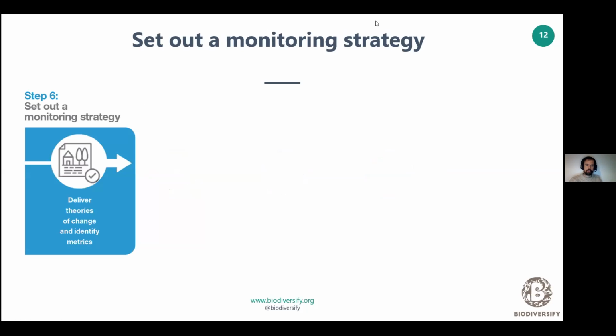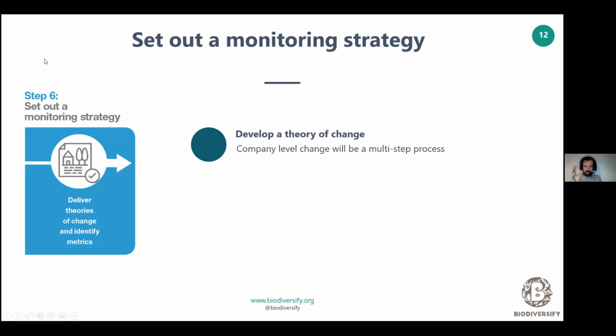You need to do a monitoring strategy. I won't go into too much detail here. I edited this out because I can talk for ages on this, but one of the approaches one might use is a theory of change. And this is to try and track how, when you take these different actions across your company, together they all contribute in moving you in the direction you want to go in.